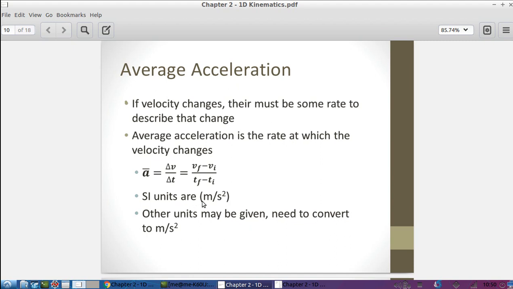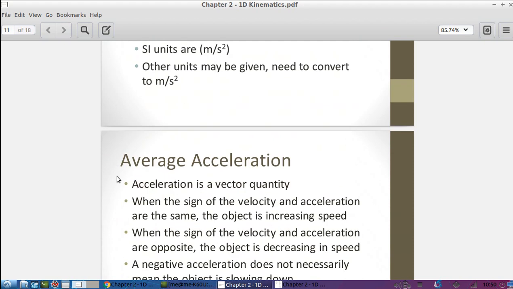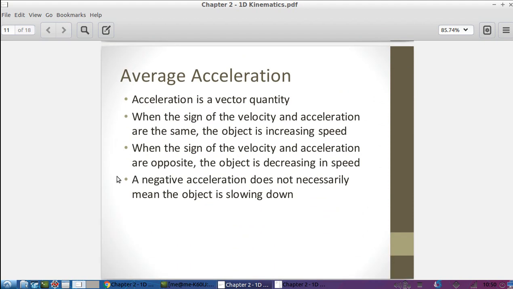So I'll do an example where I just kind of show how that comes up. Okay. So SI units are meters per second squared. Acceleration is the rate of change of velocity with respect to time. So delta V is positive or negative. It's a vector. Time is a scalar. So I've got a vector divided by a scalar. That's going to give me another vector. So acceleration is a vector quantity. There you go. It's a vector quantity.